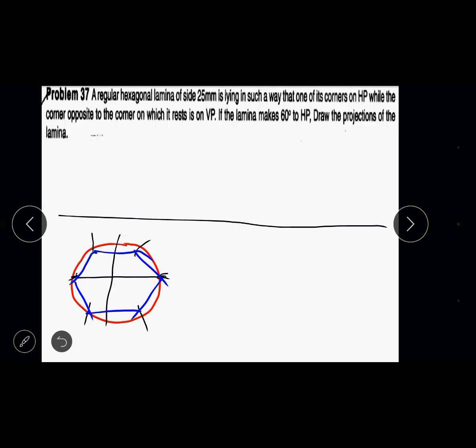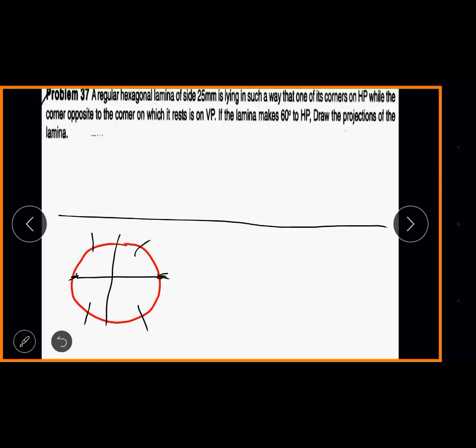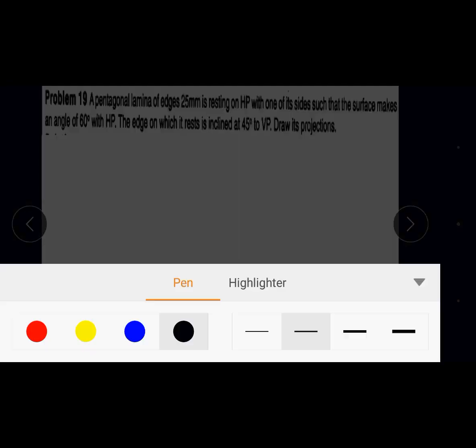So in this way you will get the hexagon. In this way we have to consider the hexagon.